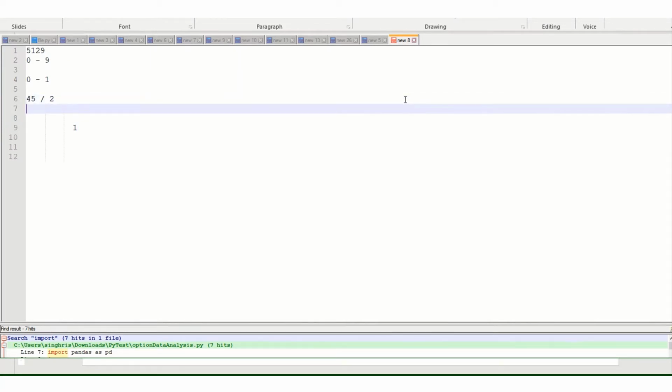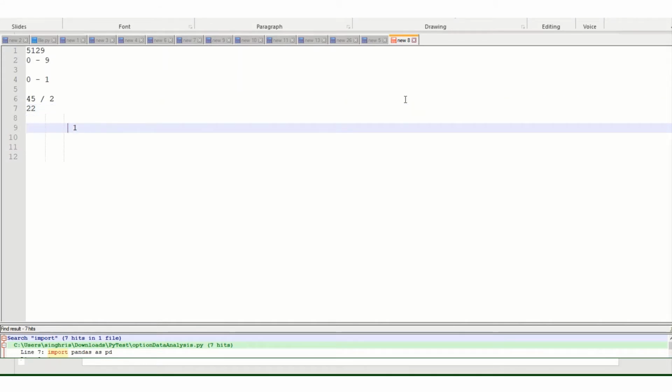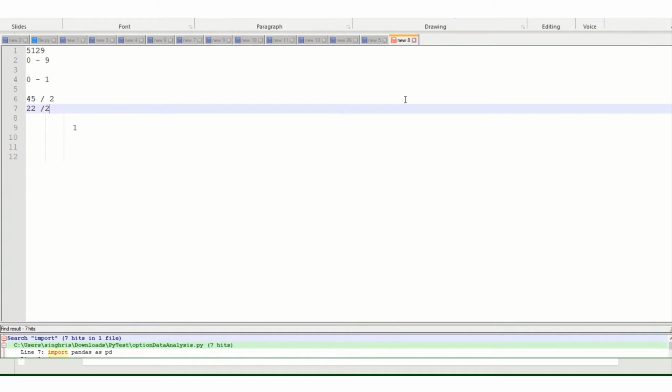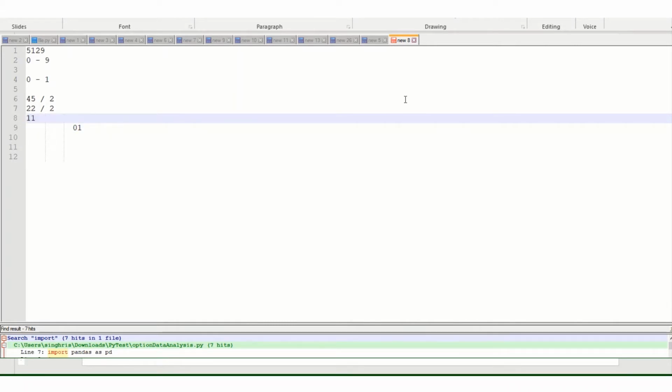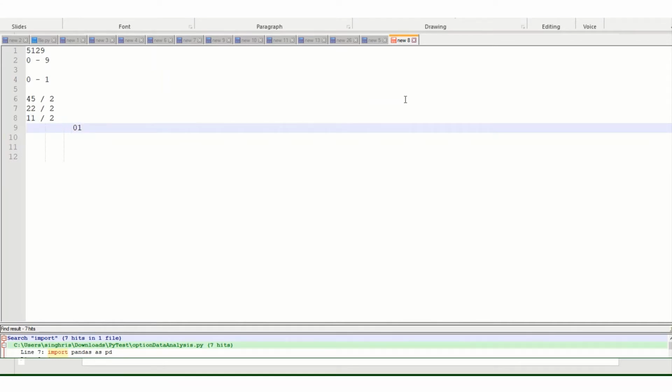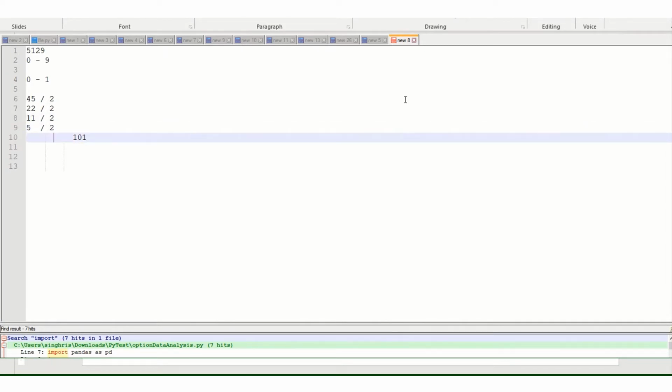And when you divide 45 by 2, what do we get? We get 22, right? Because we have already considered the remainder. So now we have 22. Now again divide this by 2. What will be the remainder? The remainder will be 0 and we will get 11. Again, check the remainder. The remainder is again 1 and here this is 5. Again, what is the remainder? The remainder is again 1.